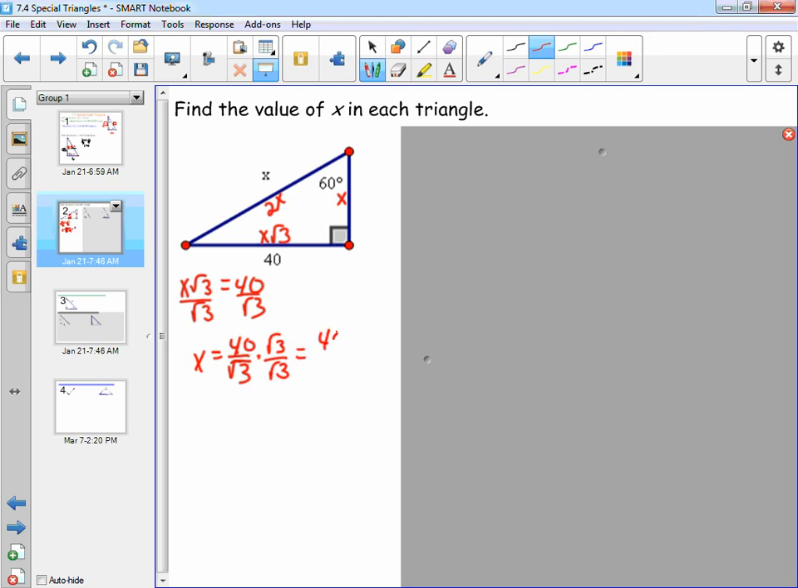Our numerator is then 40 root 3. In the denominator, root 3 times root 3 equals root 9, which is just 3. So we find that x is 40 root 3 over 3. But in this case, that is not the side it's asking us for. It's asking us for the hypotenuse, which is twice that.